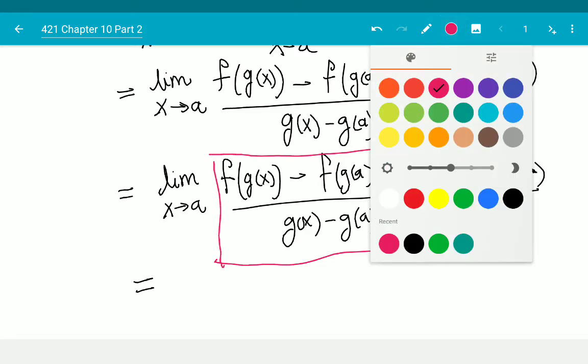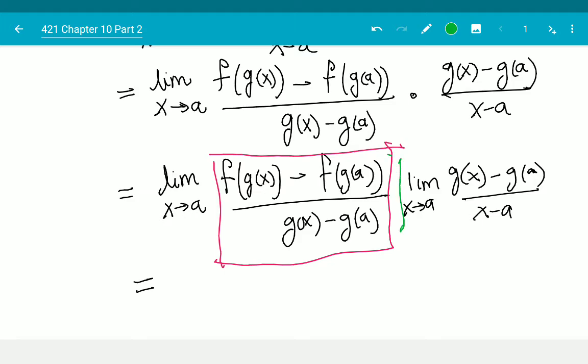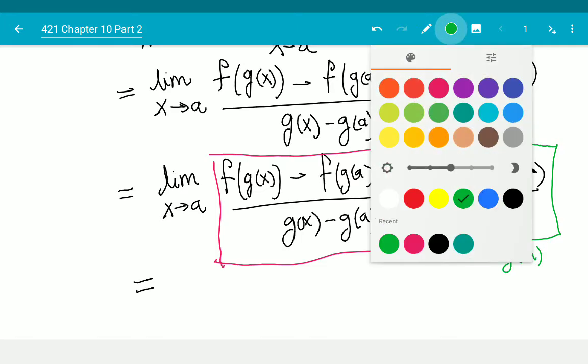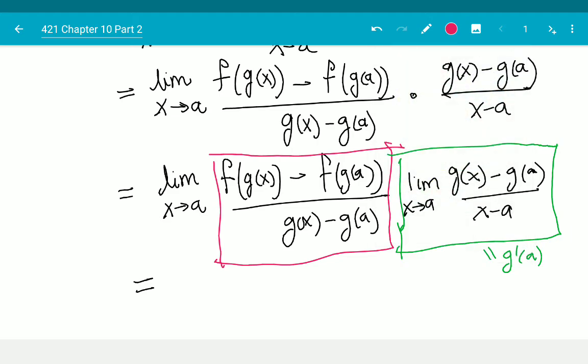This limit is going to exist nicely because I know that g is differentiable at a. This is by definition just g' of a, right? So this is going to exist. What about this one? Why does this exist? And here's the crucial part. We know that g differentiable at a implies that g is continuous at a.